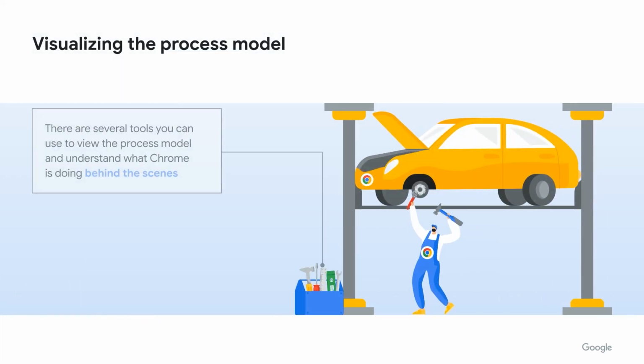Chrome provides several tools you can use to view the current state of the process model and understand what Chrome is doing behind the scenes. For example, if you're prototyping a new feature, these tools can be useful in helping you understand why Chrome is behaving a certain way, or what constraints might be in place.